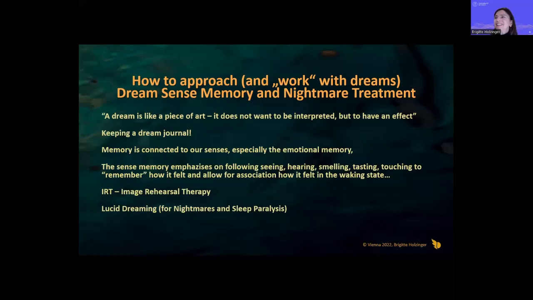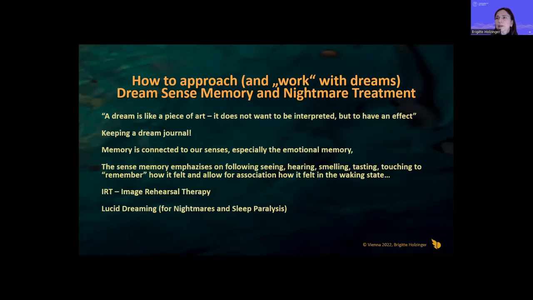And of course, when it comes to nightmare treatment, we also use image rehearsal therapy, which also uses the dream, the sort of reimagining. But it's not just imagining, it's also to go back into that quality of the emotional aspect of the dream, or the sensual aspect of the dream, in the waking state, and create a happier ending, in a nutshell. It implies that the inner pictures, so to say, dream pictures, but also pictures or imaginations in the waking state, are a continuum.